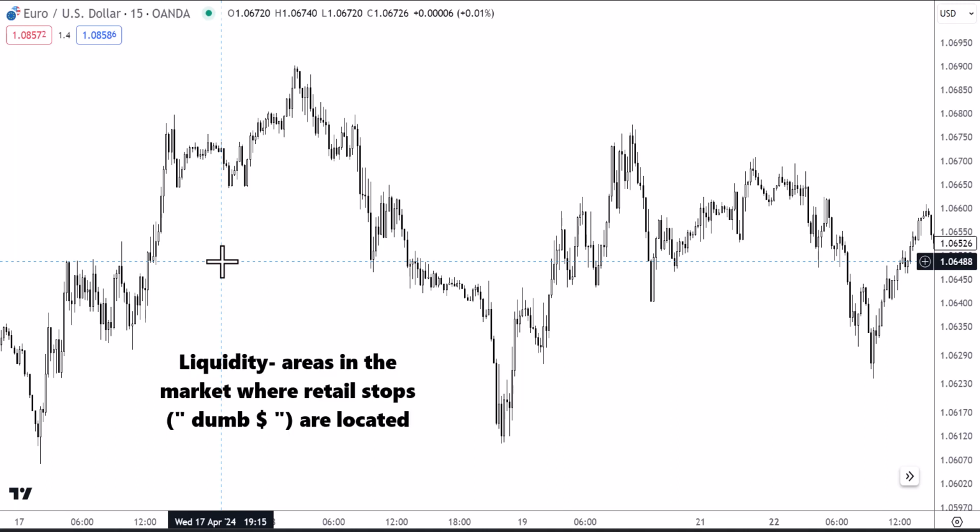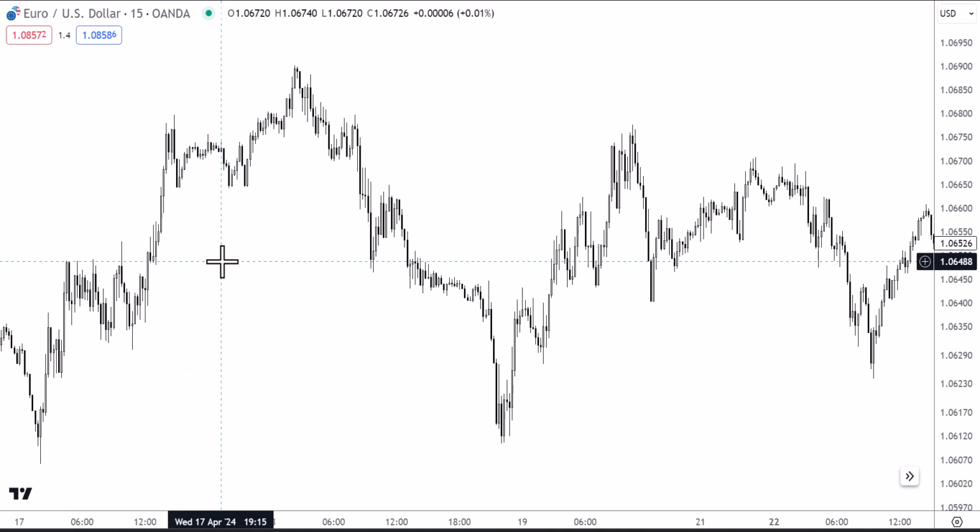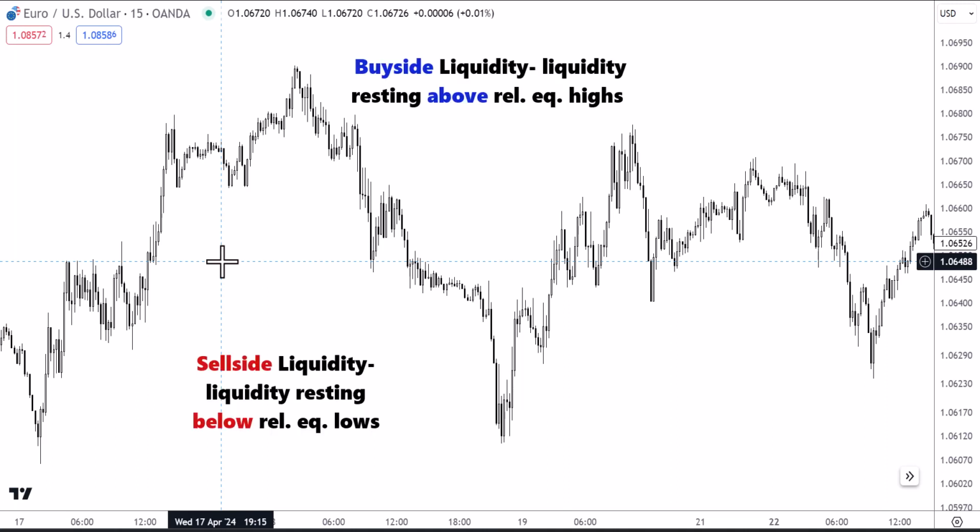Liquidity are areas where retail stops are located, for example, relative equal highs and relative equal lows. Liquidity can also be at areas of swing highs and swing lows. To break it down even further, buy side is liquidity resting above relative equal highs, and sell side is liquidity resting below relative equal lows.